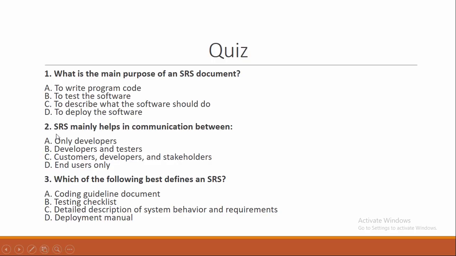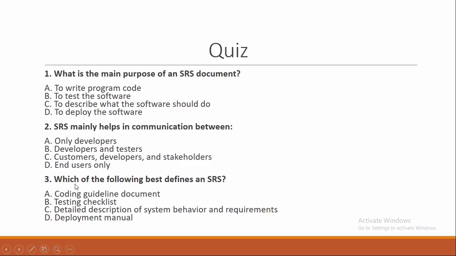Very good. The next question is, SRS mainly helps in communication between, and the options are: only developers or testers, customers, developers and stakeholders, and end users only. So what will be the right answer? Any guesses? The right answer is customers, developers and stakeholders. So SRS mainly helps in communication between customers, developers and stakeholders. We'll move to the next question.